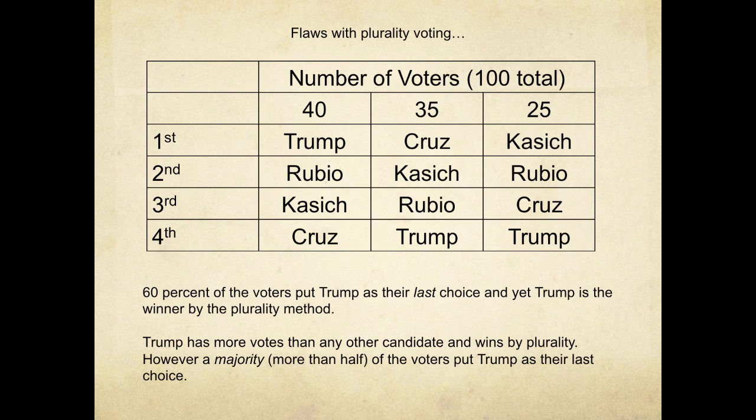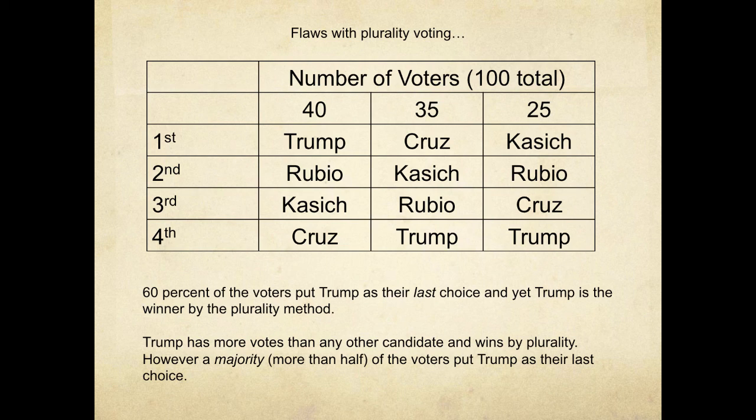So we have 4 candidates, right? We have 35 people that have Cruz as their first choice and Kasich in second, Rubio in third, Trump in 4th. And then we've got the column at the end on the right, 25 voters there, and their choices ranked from their first choice, second, third, and 4th. Now looking at this table, the winner by plurality would be Trump.